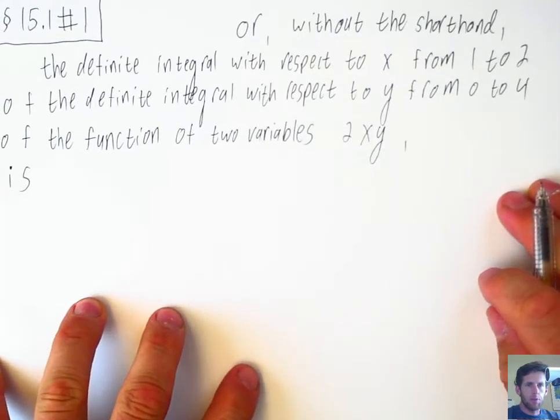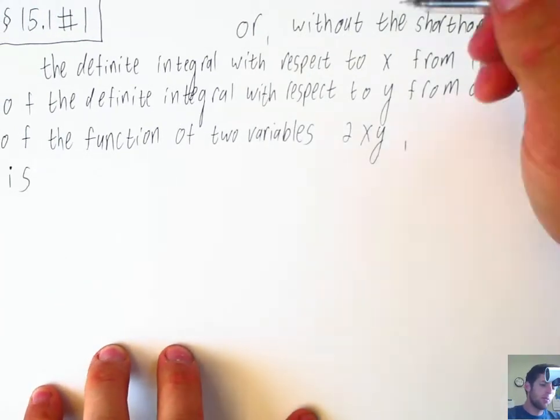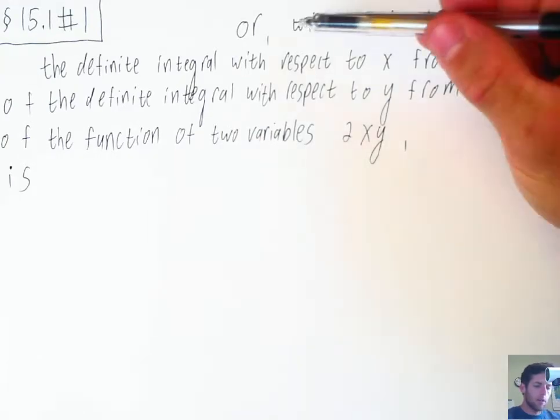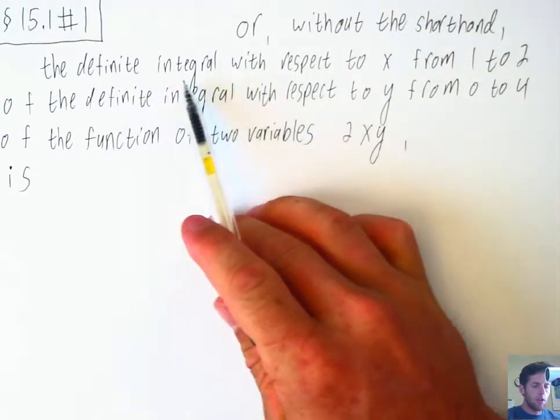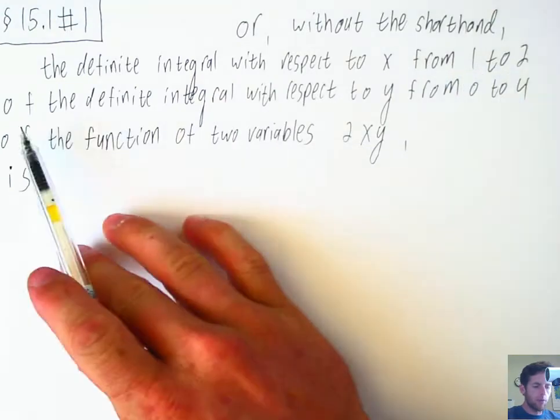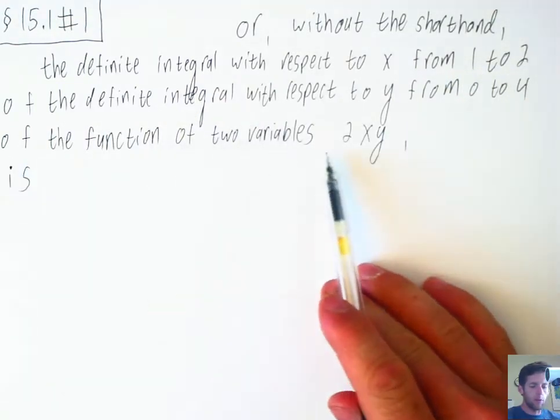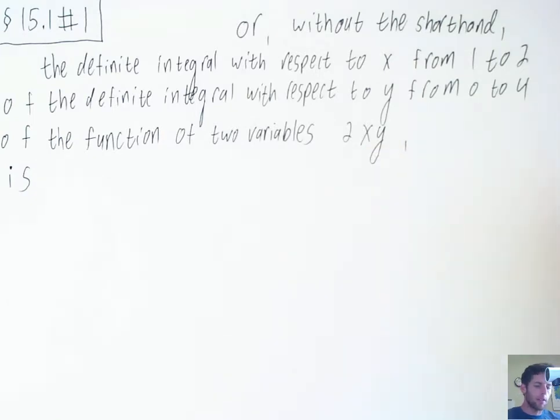Section 15.1, number 1. I wanted to point out the relationship between shorthand for words and the words that the shorthand stands for. So I've written out in longhand the definite integral with respect to x from 1 to 2 of the definite integral with respect to y from 0 to 4 of the function of two variables 2xy. In shorthand, that looks like this.